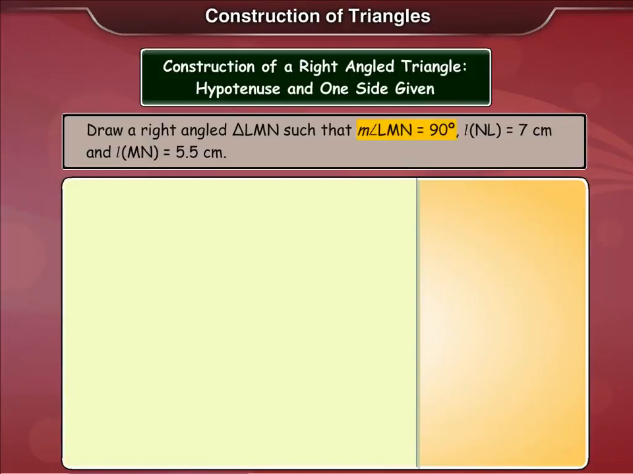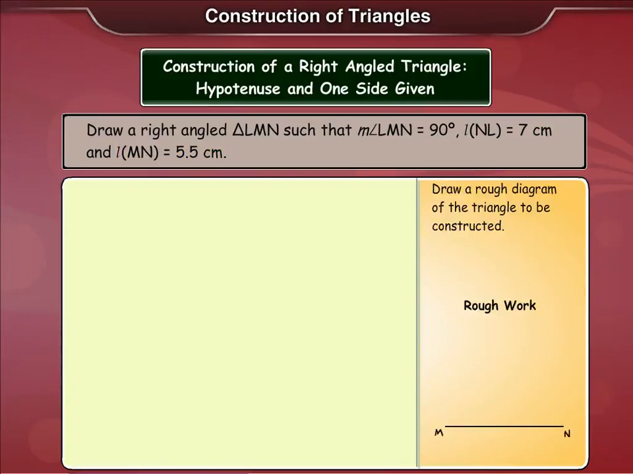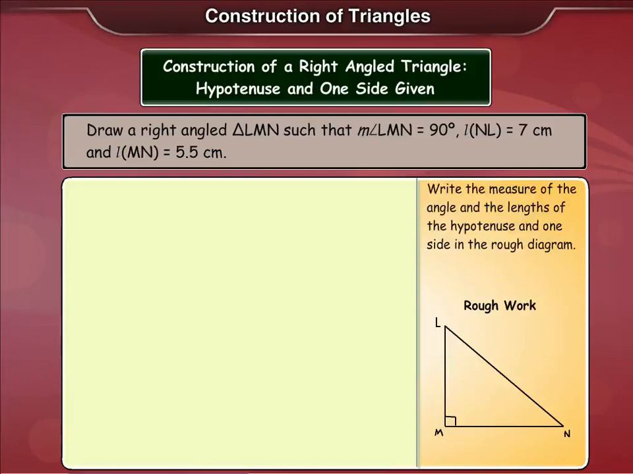Angle XMN measures 90 degrees. With point N as center and radius 7 centimeters, draw an arc to cut ray MX. Name the point of intersection L. Join point L and point N. The required triangle LMN has been constructed.